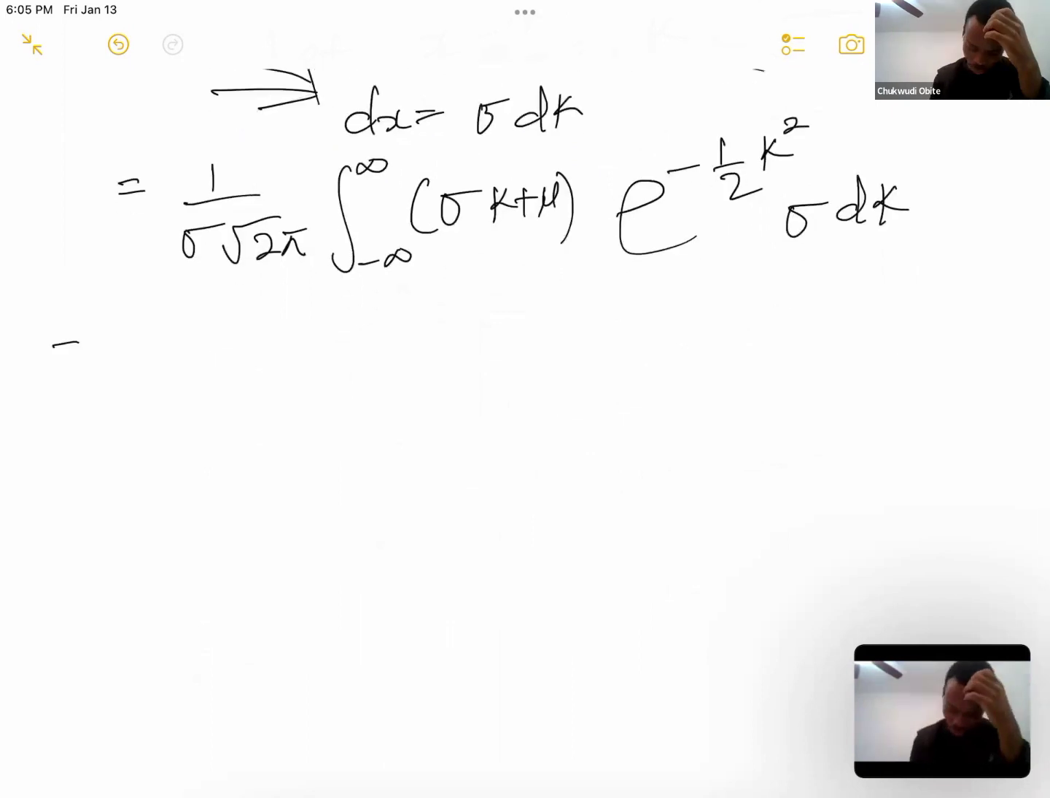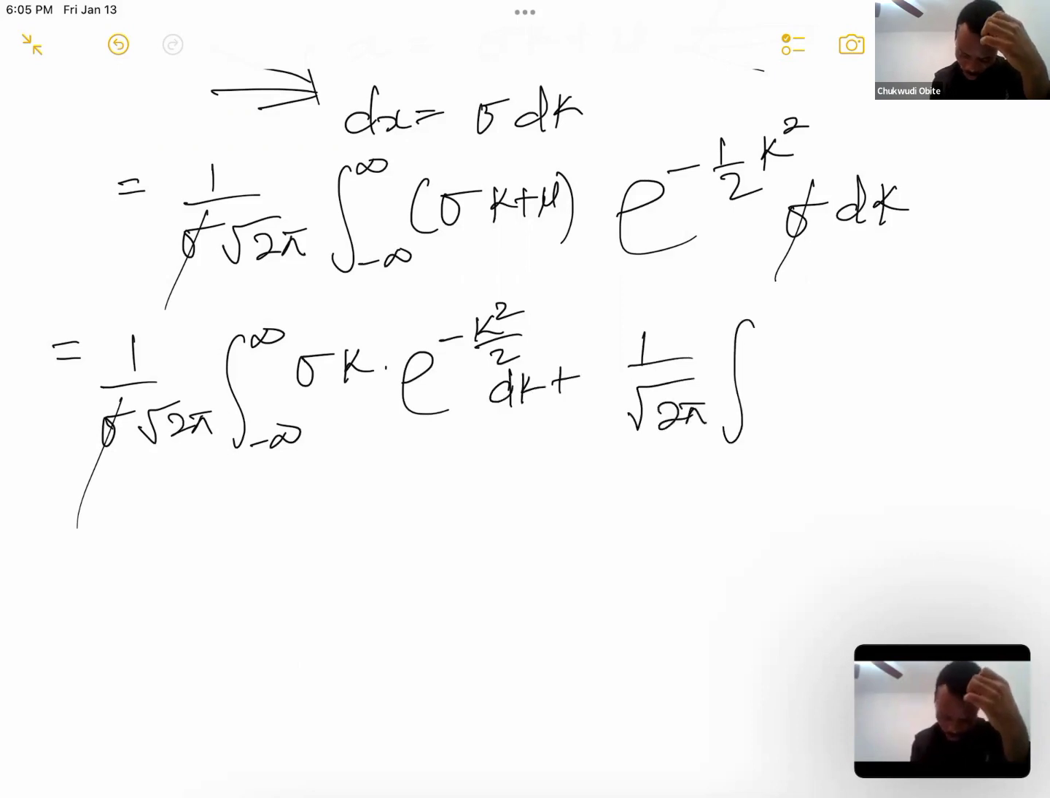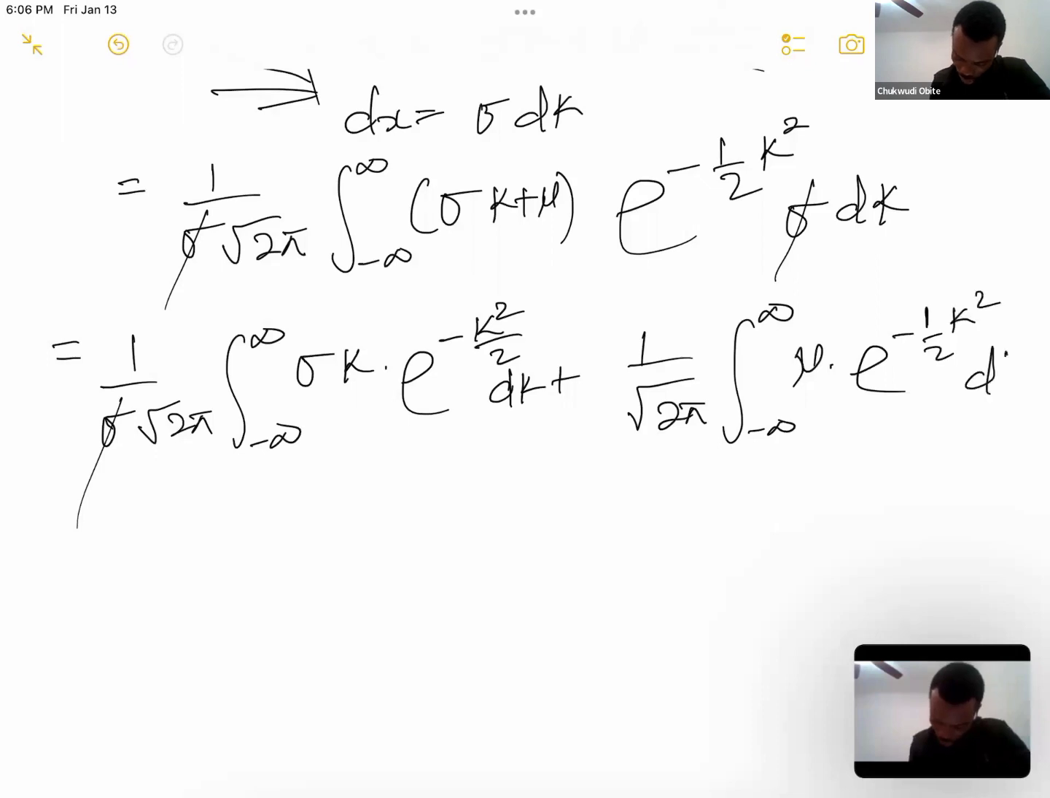If I want to simplify this further, I can expand the bracket. If I want to expand the bracket, I will have integral minus infinity to infinity sigma k times e raised to power minus k squared over 2. First I have to cancel this by this. So this will cancel out. So I have e to the minus k squared over 2 dk, plus 1 all over square root of 2 pi, integral minus infinity to infinity mu times e raised to power minus half k squared dk.